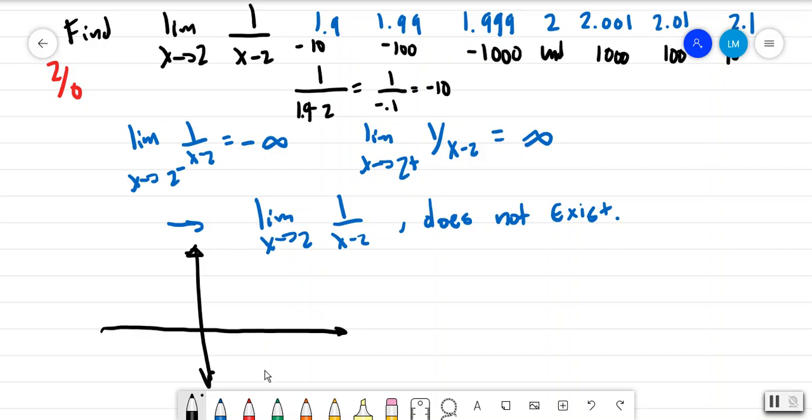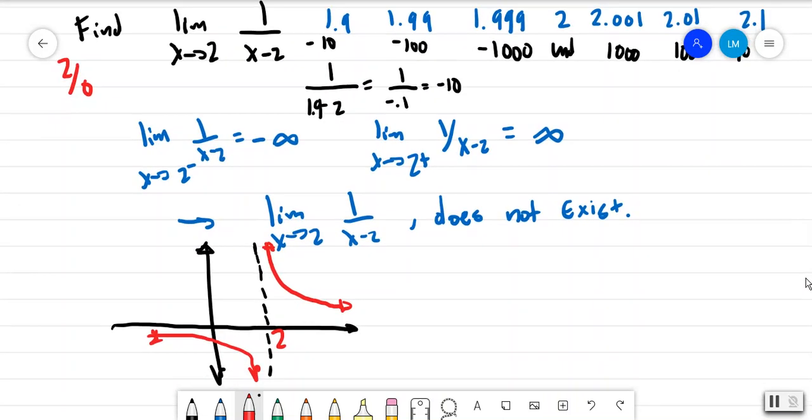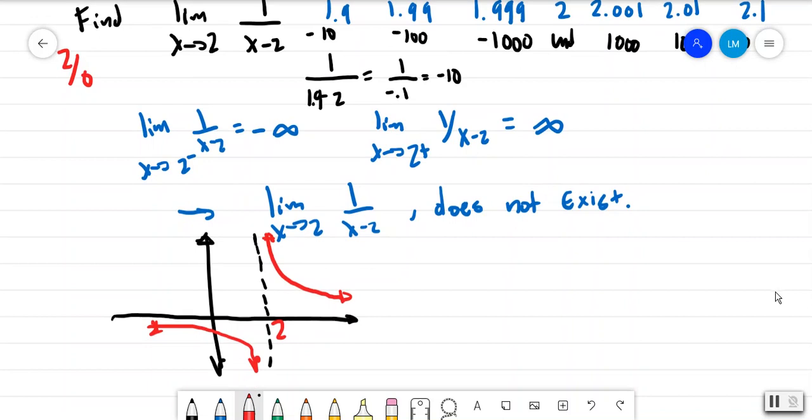you have this vertical asymptote at 2, and the behavior of the graph looks something like this, and you're just trying to see what's happening as you get closer and closer to 2. The behavior of the asymptote x equals 2 is such that it's going to go to infinity on the right side, but it's going to go to negative infinity on the left. Okay, so that's us using numerical methods in this case, analyzing what's going to happen as we get closer to 2 from the left and the right.